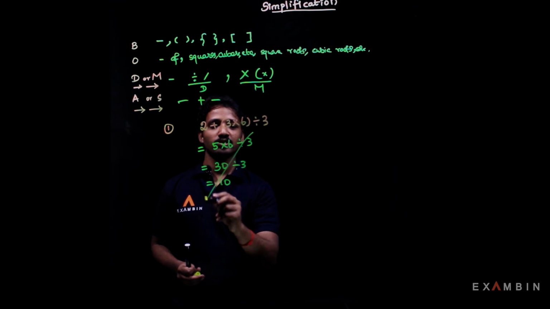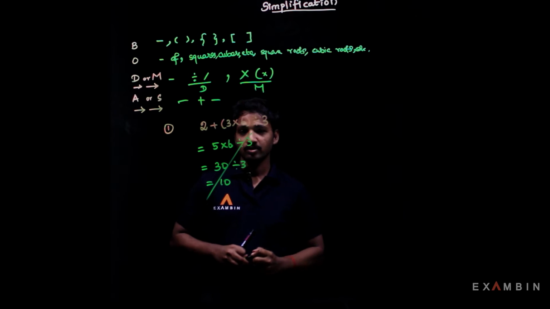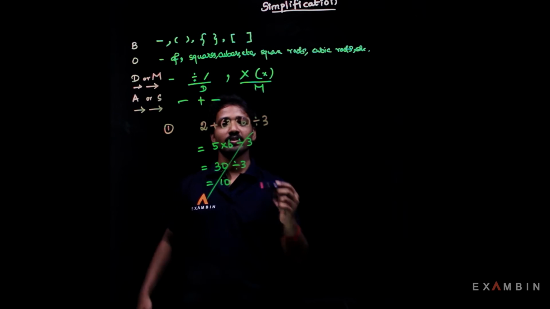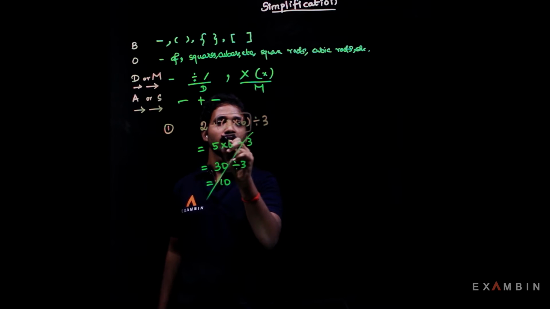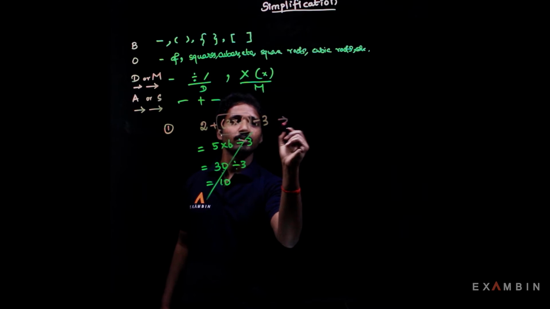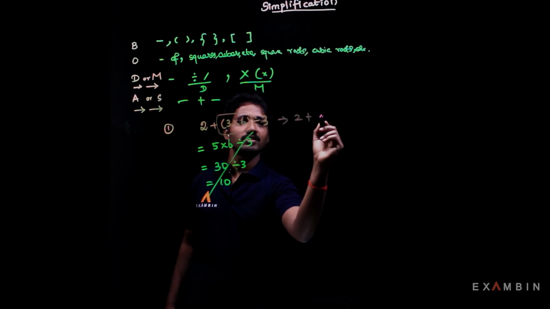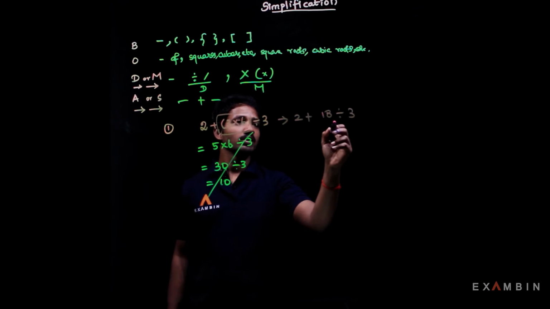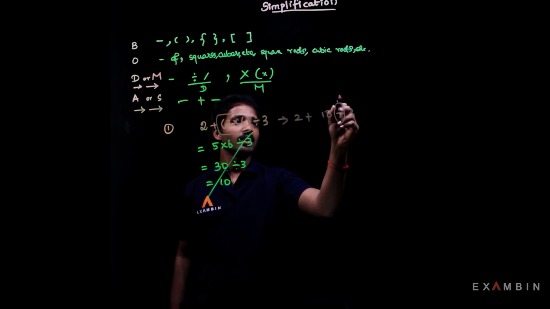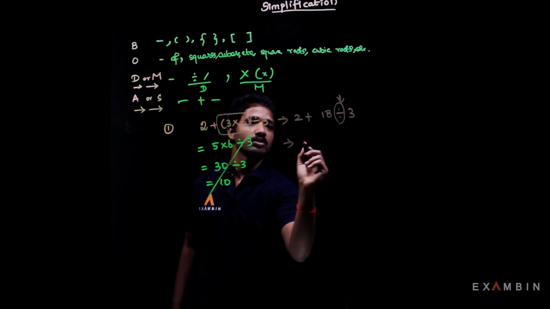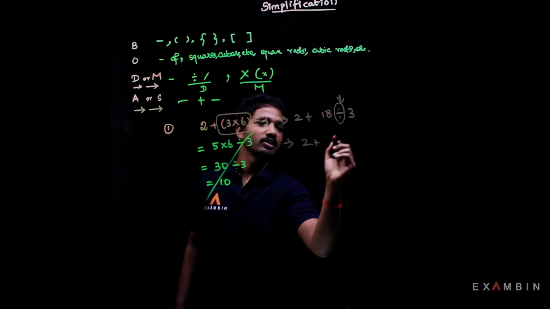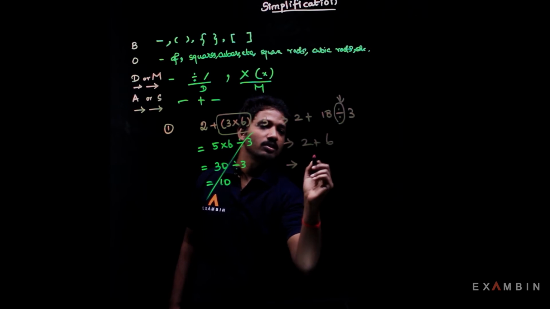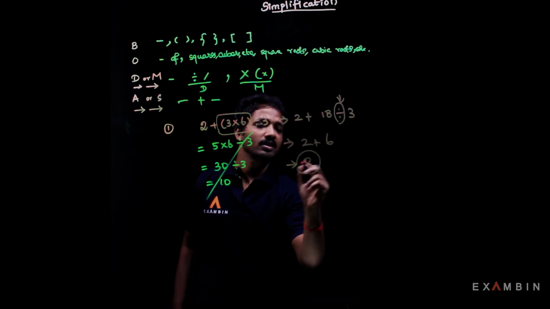But this is not the correct way to do it. As per the BODMAS rule, first we need to remove the brackets. So it will be 2 plus 3 into 6, 18 divided by 3. Again look into BODMAS. This division gets high priority. So it's 2 plus 18 by 3, 6, and 2 plus 6 is equal to 8, which is the correct answer.